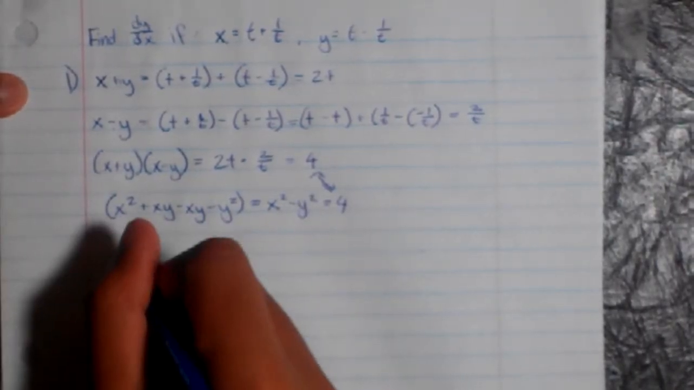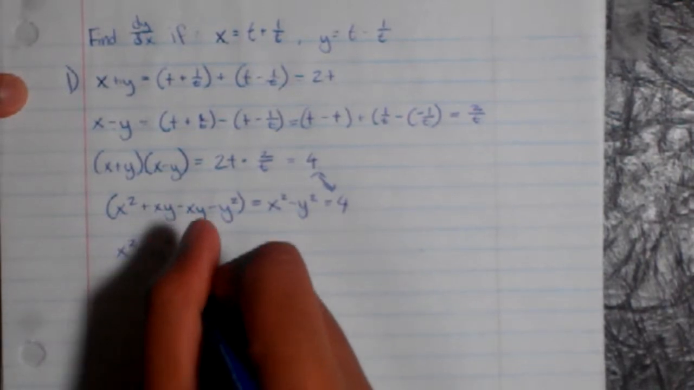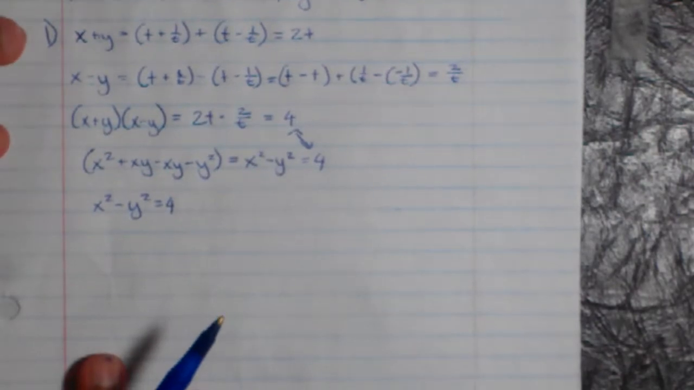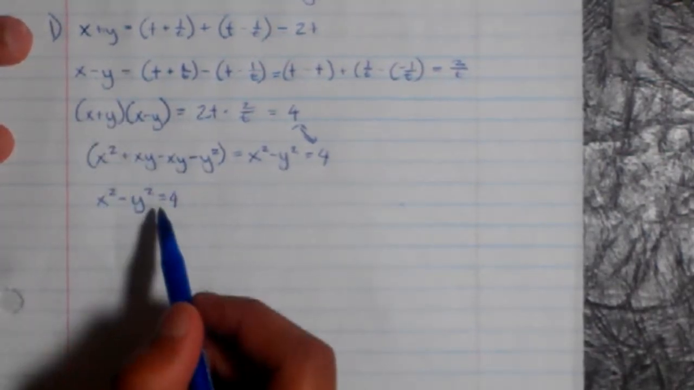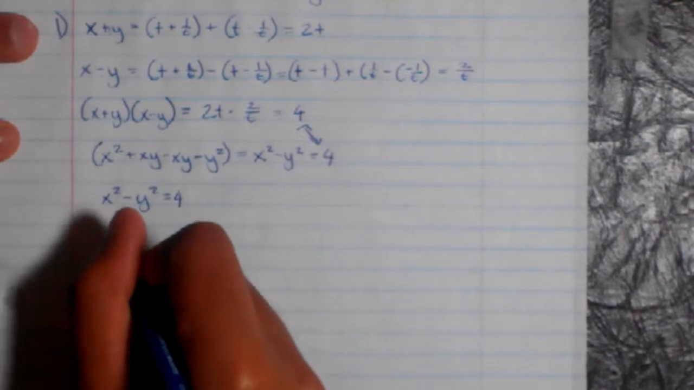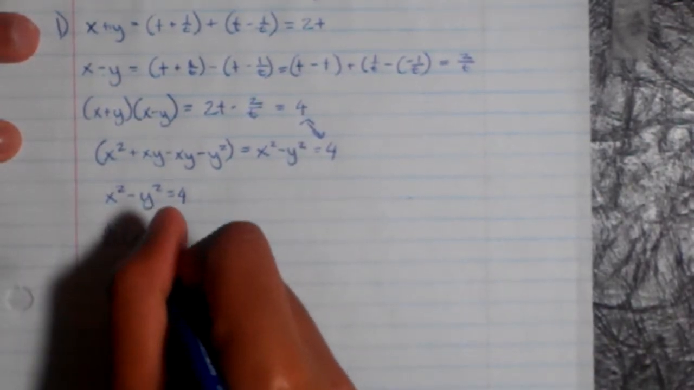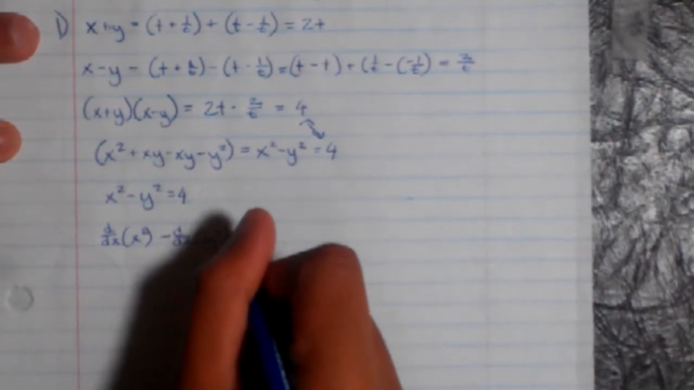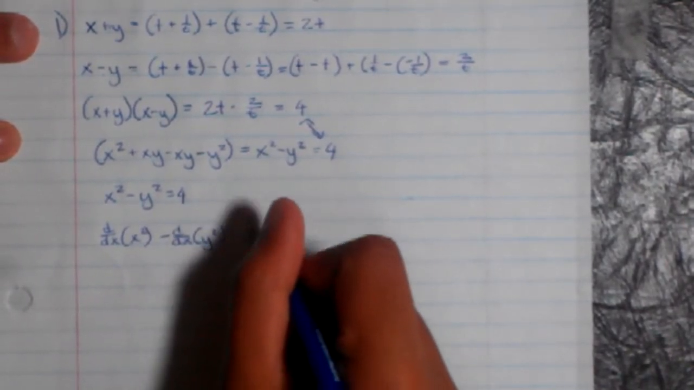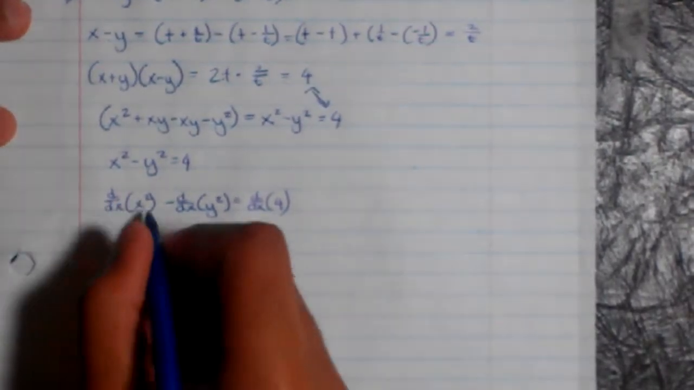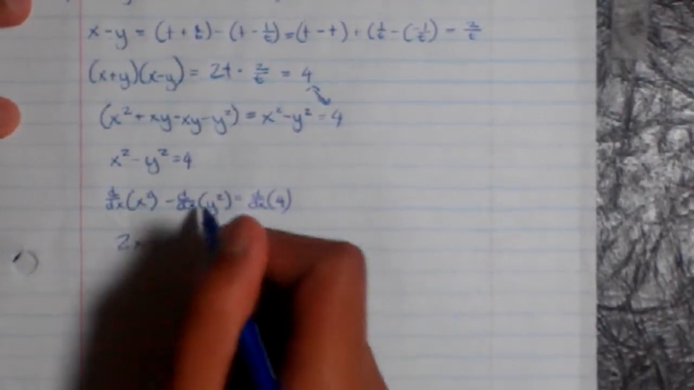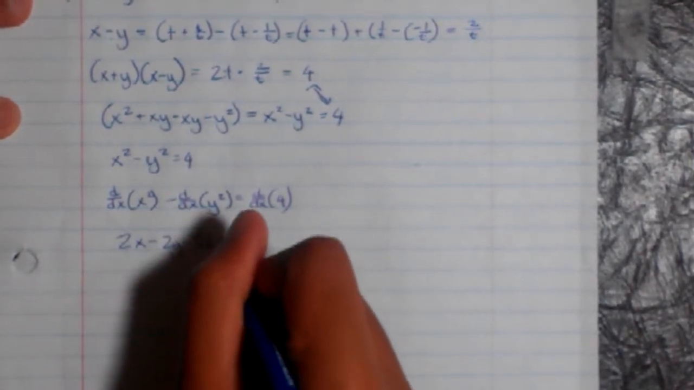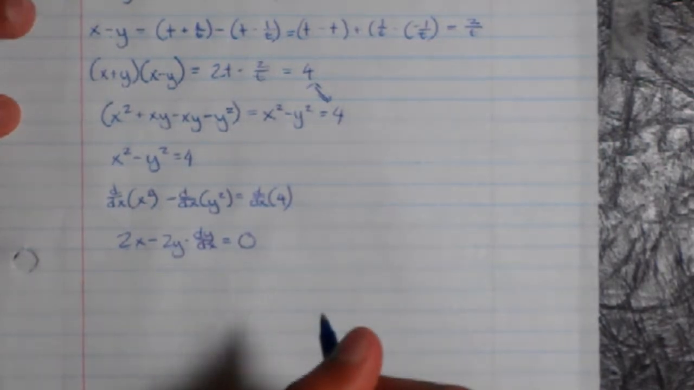And so now we have this equation, x squared minus y squared equals 4, which is a manipulation of our original equation up here. And so now if we want to find the derivative of this equation, we take the derivative of each of the terms. So the derivative of x squared minus the derivative of y squared equals the derivative of 4. And so the derivative of x squared is 2x. The derivative of y squared would be 2y times dy over dx. And the derivative of any constant is 0.